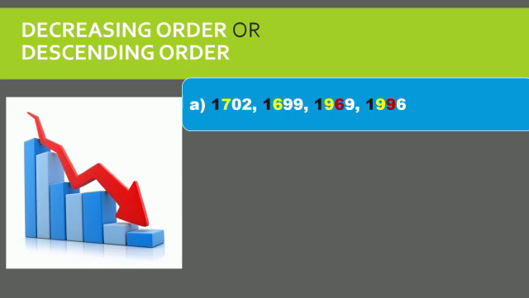So which is the biggest one? Obviously it's 1996. So now let's arrange them in decreasing order or descending order. First we have 1996, then 1969, followed by 1702 and 1699.